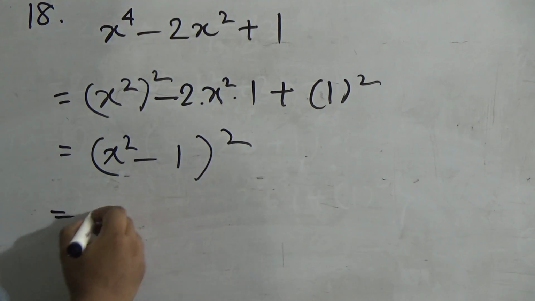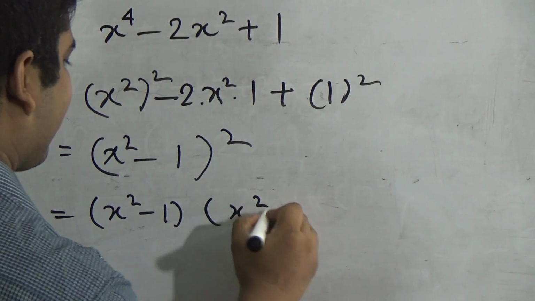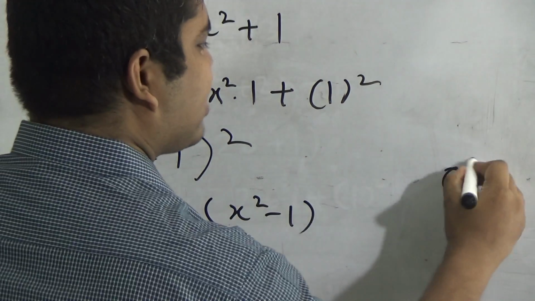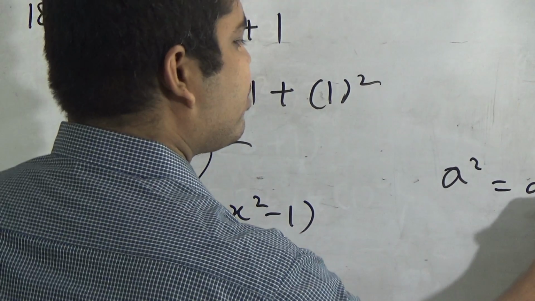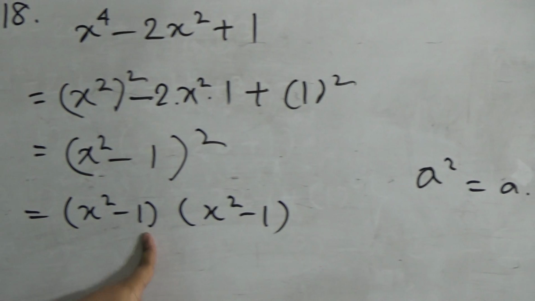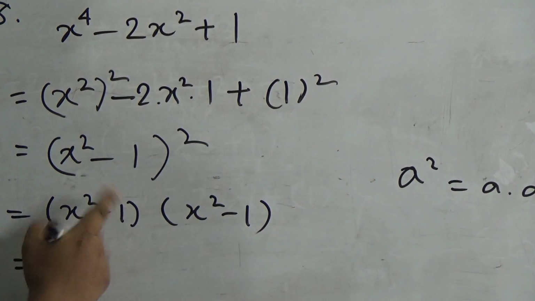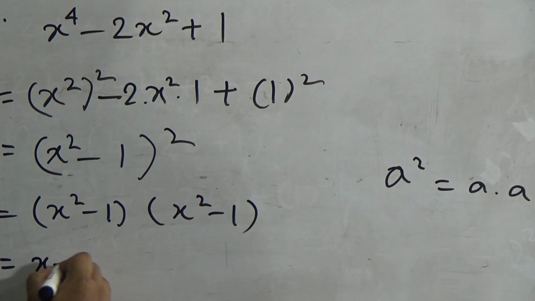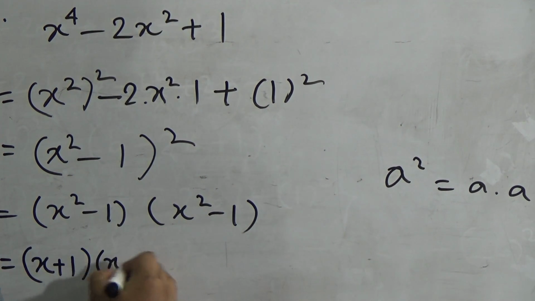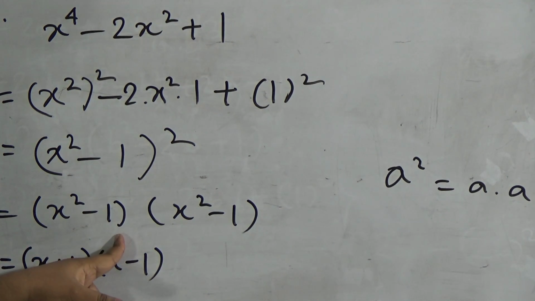Now we can write from this x square minus 1 and x square minus 1. How can? Here you notice a square means a into a. Just like this, x square minus 1 whole square, so x square minus 1 into x square minus 1. Here x square minus 1 means x plus 1 into x minus 1, because we know a square minus b square. So the a square minus b square formula is a plus b into a minus b.